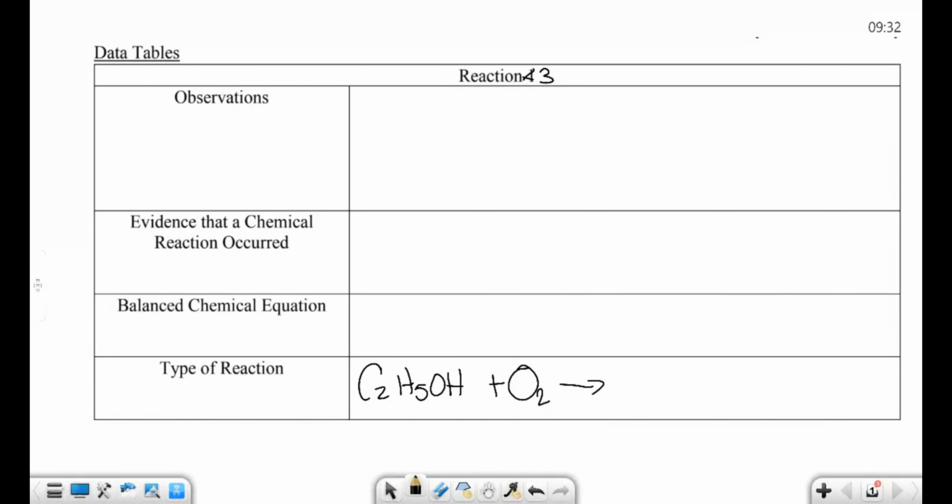All right, we'll come back to you again. CO2 and H2O. Every single time, those are the products. All right. Oh, yeah, sorry. This is supposed to go up here. Balanced chemical equation. What type of reaction did I say this was? Combustion. Combustion means what? Burning, not exploding.